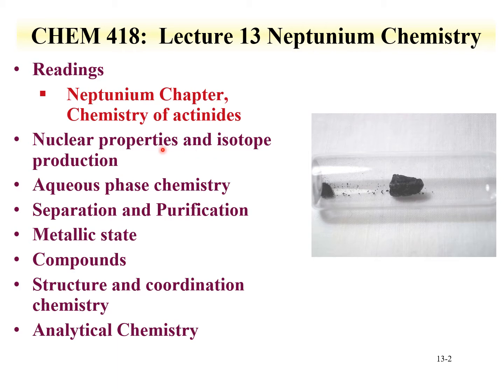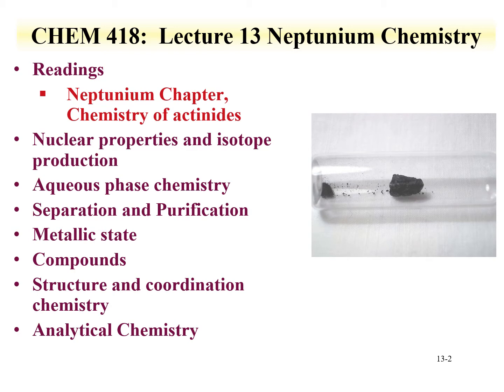This lecture is going to cover nuclear properties and isotope production of Neptunium, focusing on Neptunium-237 since it's the longest lived isotope and available in the largest quantities in which chemistry can be performed. We're going to talk about the aqueous phases of Neptunium. Multiple oxidation states are present, but we'll see that the +5 oxidation state dominates.